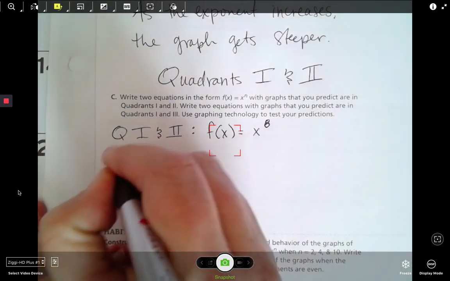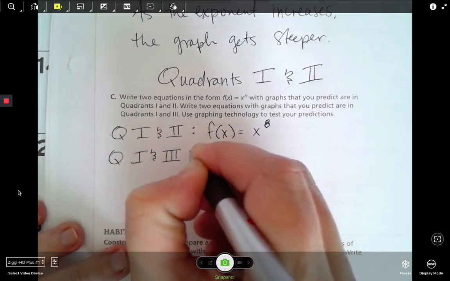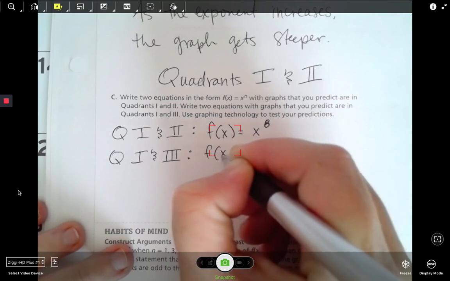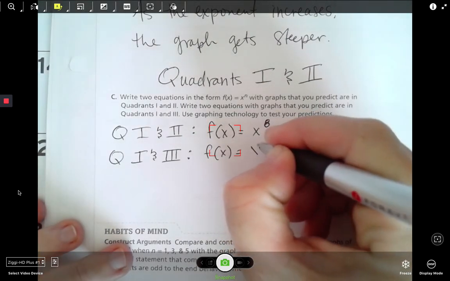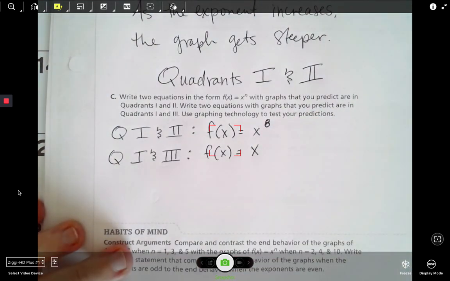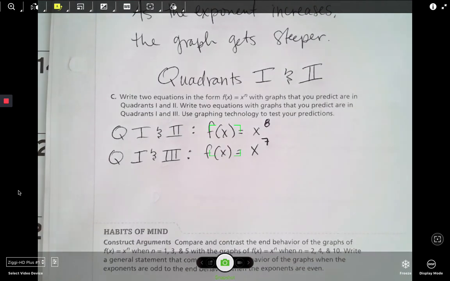So if we look at quadrants 1 and 3, what's a prediction of a graph that might be in those two quadrants? F of x is equal to x raised to the 7, because we looked at 1, 3, and 5 earlier.